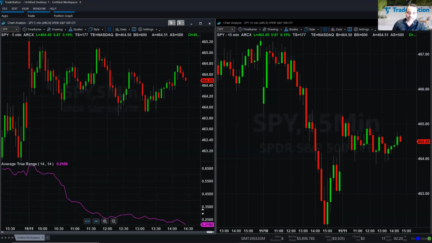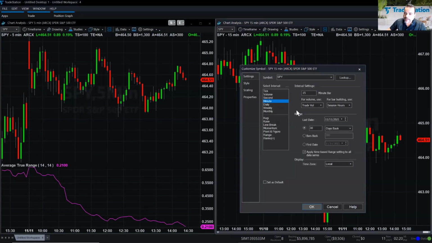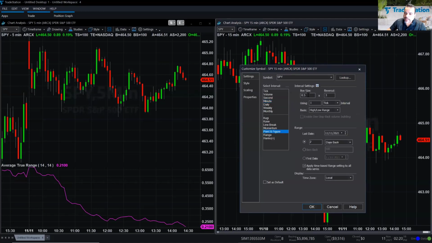Let's say that that's the time frame that we want to look at. We know that on average, Spider is moving about 21 cents. I see the average right there at the bottom. And I'm going to use that as a measure to plug into my point and figure. Let's go over here to the right-hand side, time frame, customize, point and figure. And right here in the box size, I'm going to use a variation of average true range. It doesn't have to be exactly average true range, but I'm going to set it to 0.25. I'm going to do a quarter of a point. I usually round these numbers so that I can have significant values, but it's going to be somewhere close to what the average true range reading is.